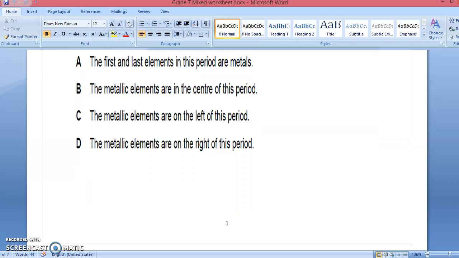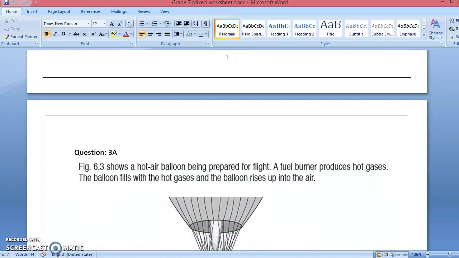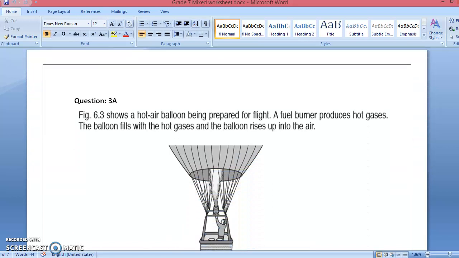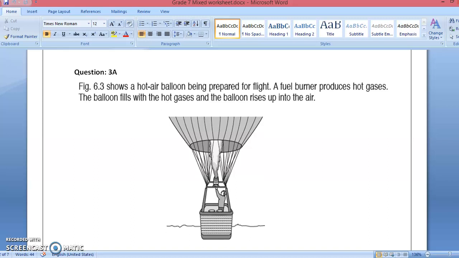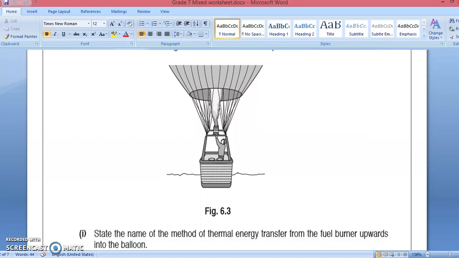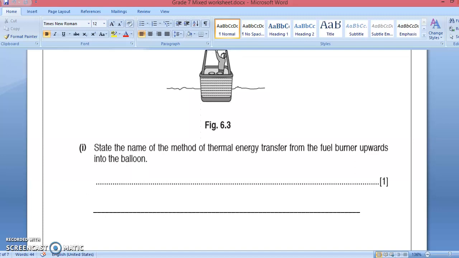Okay. Then, question number 3. Please ignore the figure number 6.3. It shows a hot air balloon being prepared for flight. A fuel burner produces hot gases and the balloon fills with the hot gases and the balloon rises up into the air. You can see there. Now, state the name of the method of transfer of thermal energy from the fuel burner upwards into the balloon.